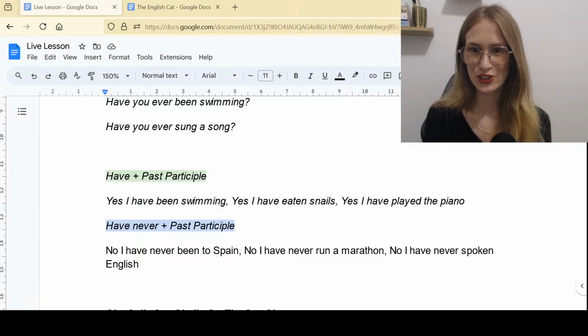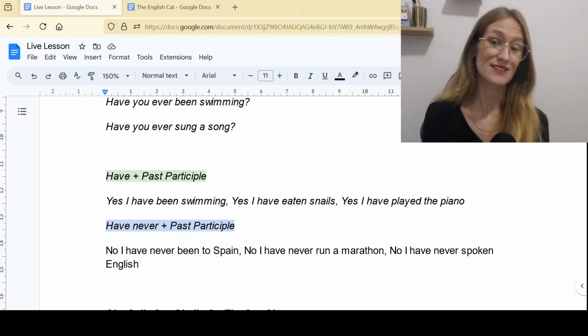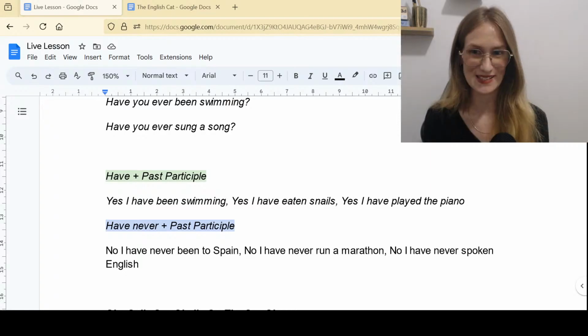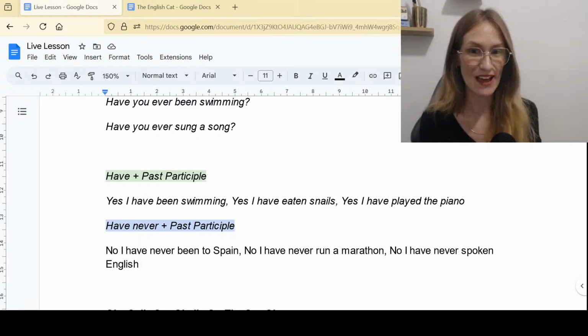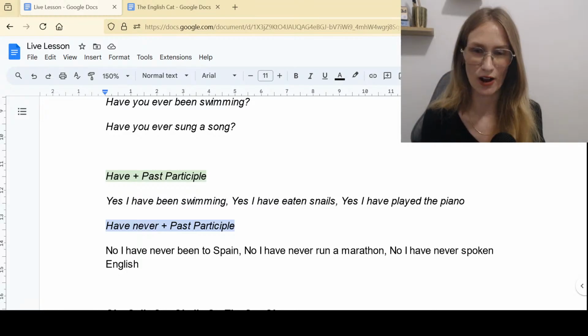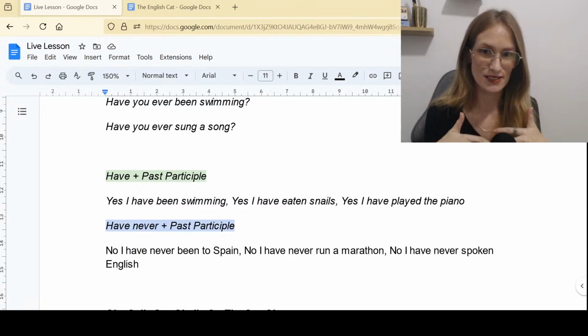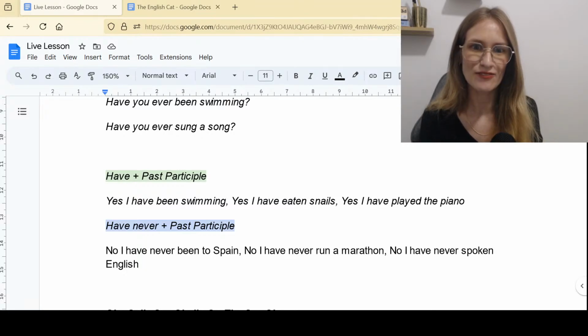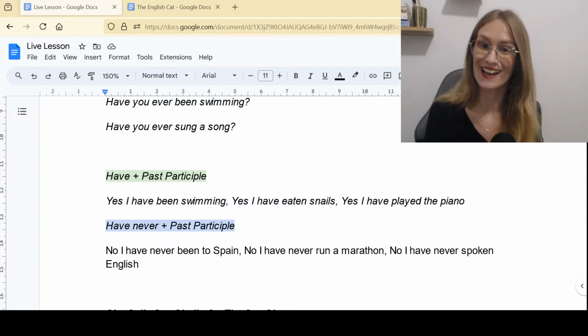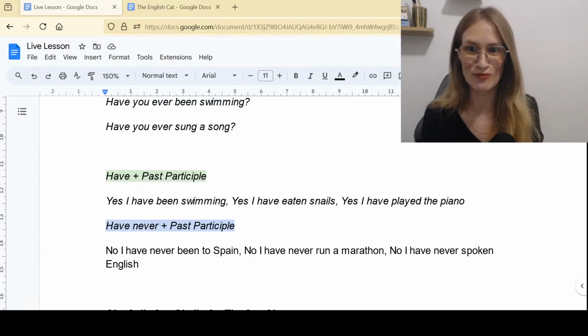Have you ever been to the USA? Yes, I have been to the USA. Have you ever driven a truck? That's a good question. No, I have never driven a truck. Or, shorter, no, I haven't driven a truck. Have you ever seen the moon at night? Yes, I have. I love seeing the moon at night.